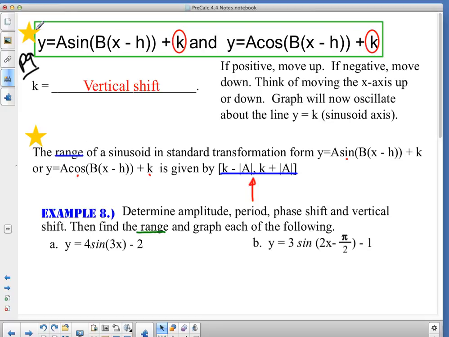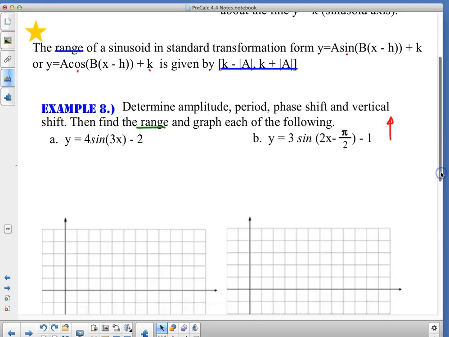Okay. And now we're off to example 8. Determine the amplitude, period, phase shift, and the vertical shift. Then find the range and graph each of the following. Okay, so we've got a few things to find here, so let's be patient and talk about what we have to do first.